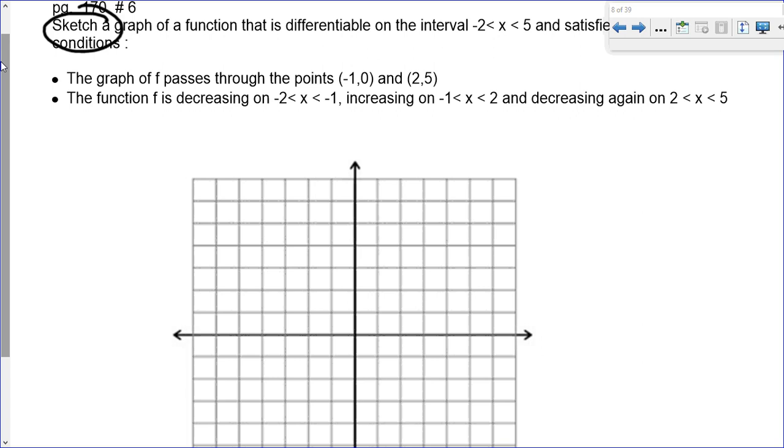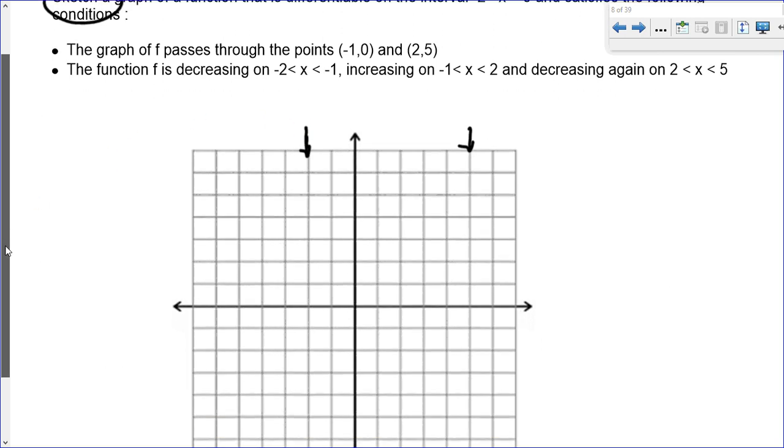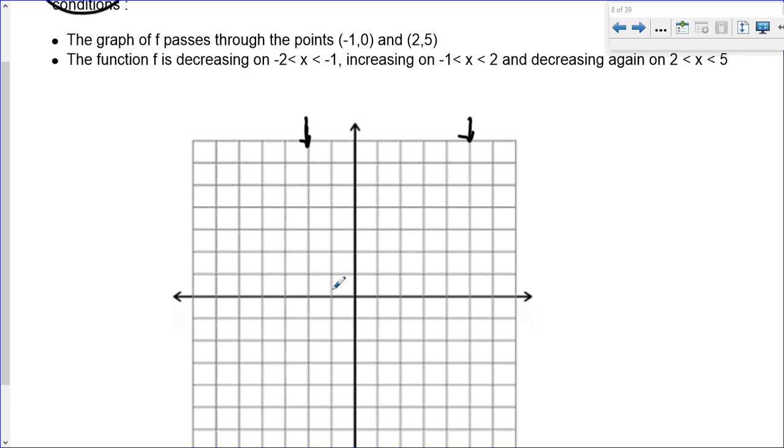Okay, so here's what we're given in a sketch. Okay, it's differentiable, so it's continuous. That's what that means. It's continuous on the interval from -2 to 5. So I only have to graph my function in between these chunks here. Okay, so the first piece of information that has to be satisfied here is the graph passes through the points -1 and 0. Okay, so -1 and 0, and then 2 and 5. Okay, so those are 2 points.